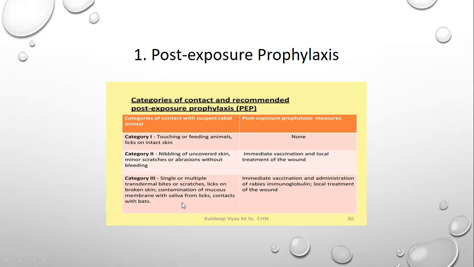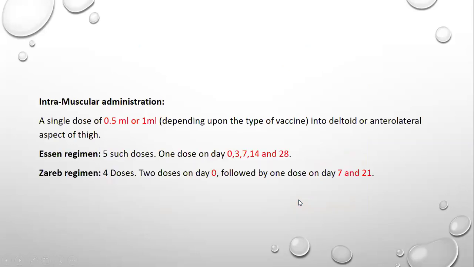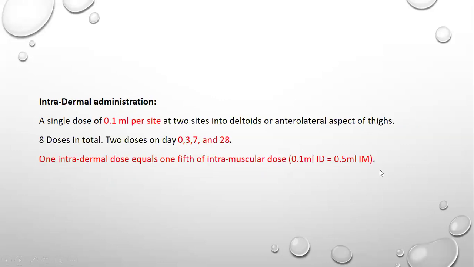And third category, when there is single or multiple transdermal bites or scratches, licks on broken skin, contamination of mucous membrane with saliva from licks, or contacts with bat: then immediate vaccination, administration of rabies immunoglobulin, and local treatment of the wounds. Intramuscular administration of vaccines: a single dose of 0.5 ml or 1 ml, depending upon the type of vaccine, into deltoid or anterolateral aspect of thigh. There are 2 regimens. Essen regimen, which has 5 doses, 1 dose on day 0, 3, 7, 14, and 28. Zagreb regimen, 4 doses, 2 doses on day 0, followed by 1 dose on day 7 and 21.